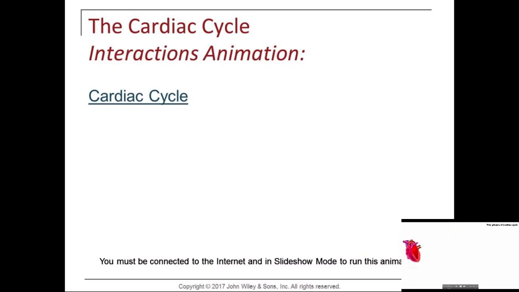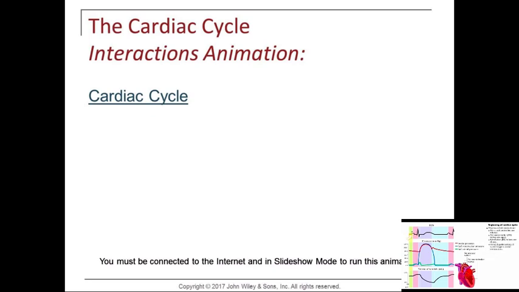Atrial contraction, or systole, initiates the cardiac cycle. Phases that follow are isovolumetric contraction, ventricular ejection, isovolumetric relaxation, and ventricular filling. Prior to atrial contraction, the atria and ventricles are relaxed. Atrioventricular valves are open, and semilunar valves are closed. The ventricles fill with blood.